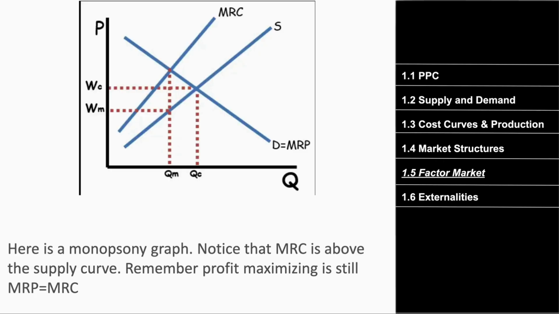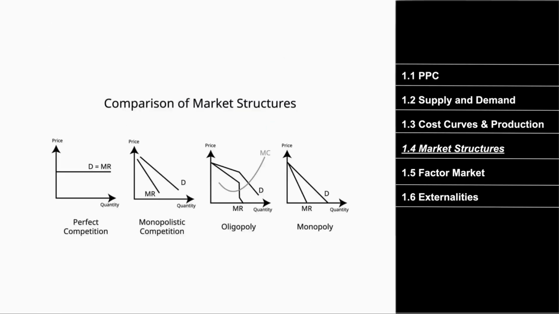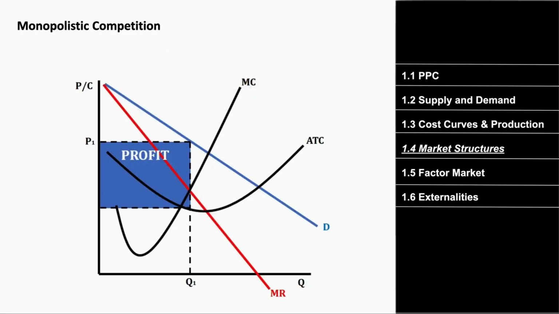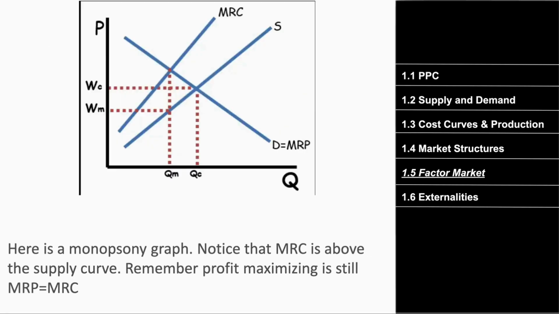What a monopsony is, basically, is a monopoly that only hires, the only employer in the industry. So here, very simple graph. Demand is downward sloping. You have marginal resource cost, and then supply is just below the marginal resource cost curve. Very similar to a monopoly graph, where marginal revenue is below demand. Here, supply is lower than the marginal resource cost. Very similar.